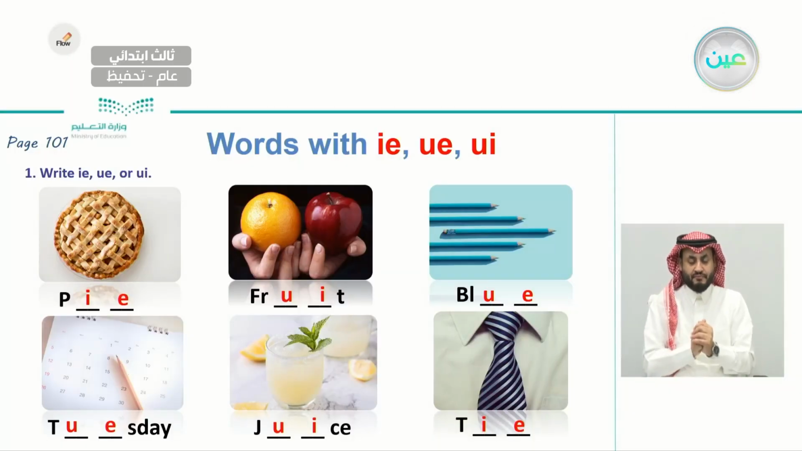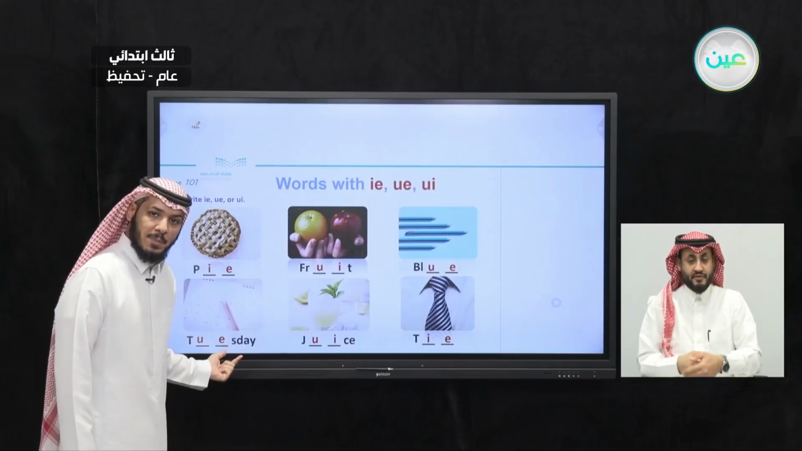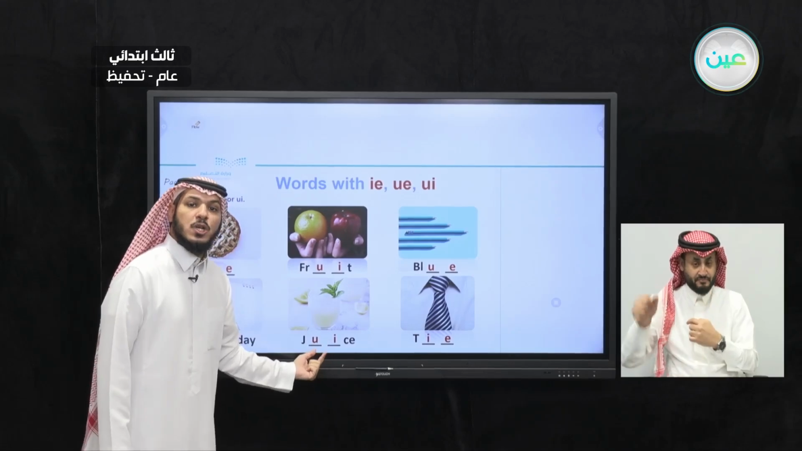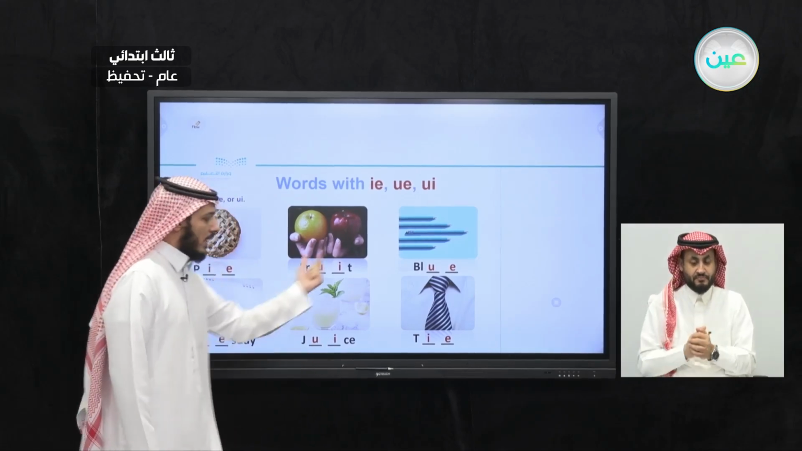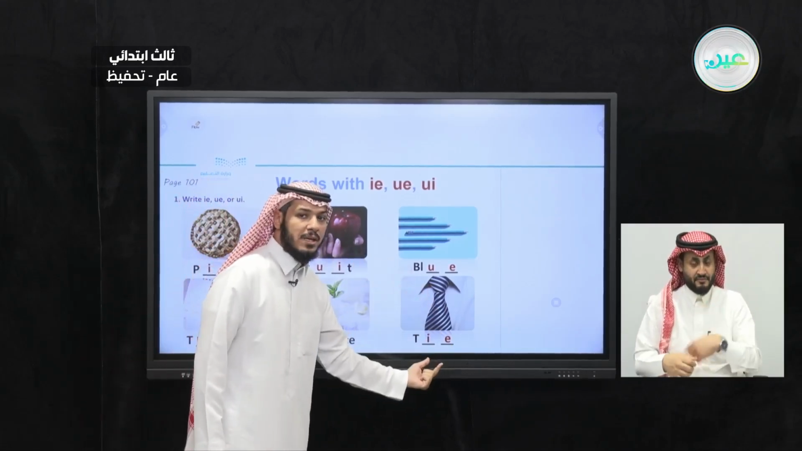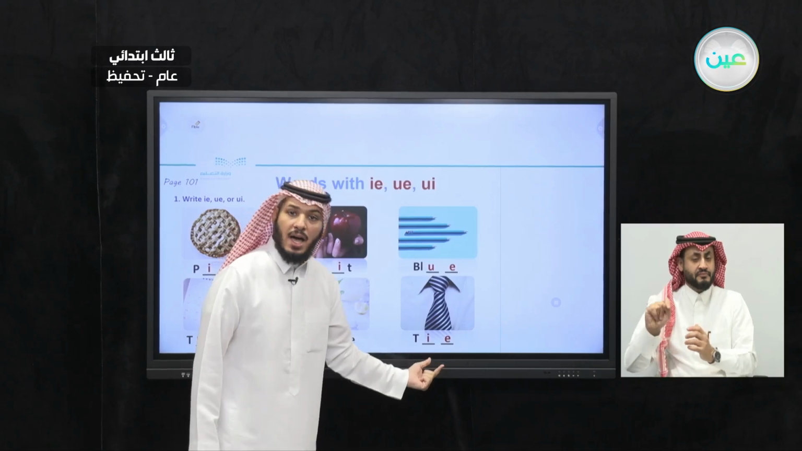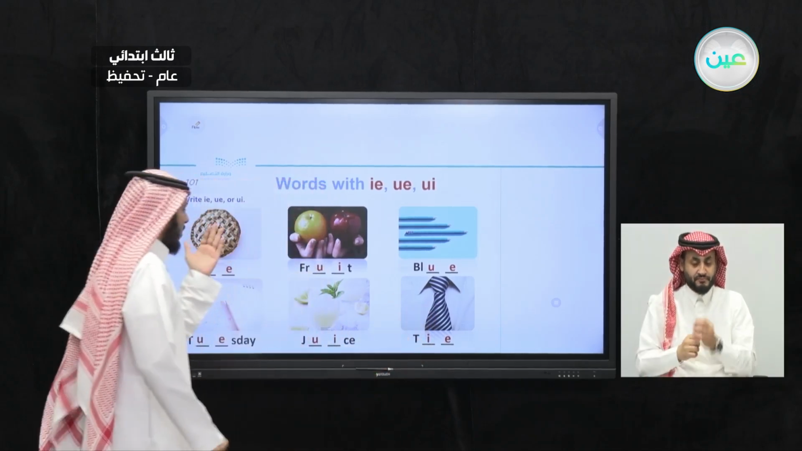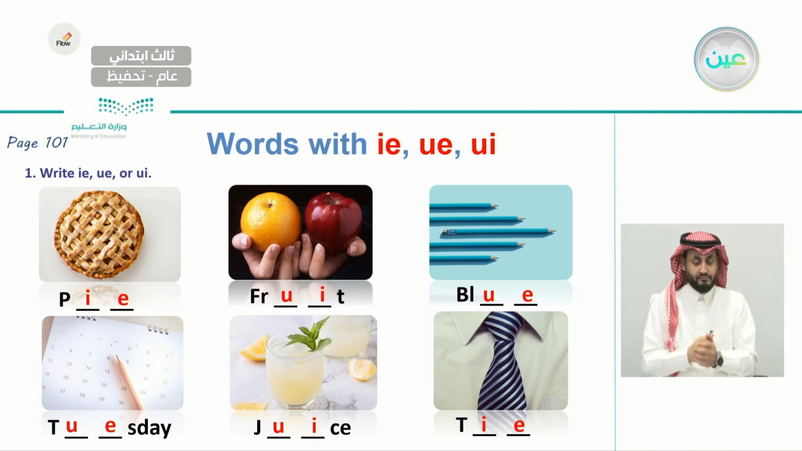Okay, now say it with me. Tuesday. Perfect. Okay, what about this? Juice. Perfect. Okay, what is this? Can you tell me? It is a tie. Perfect. Tie. So again, we have pie, fruit, blue, Tuesday, juice, and tie.